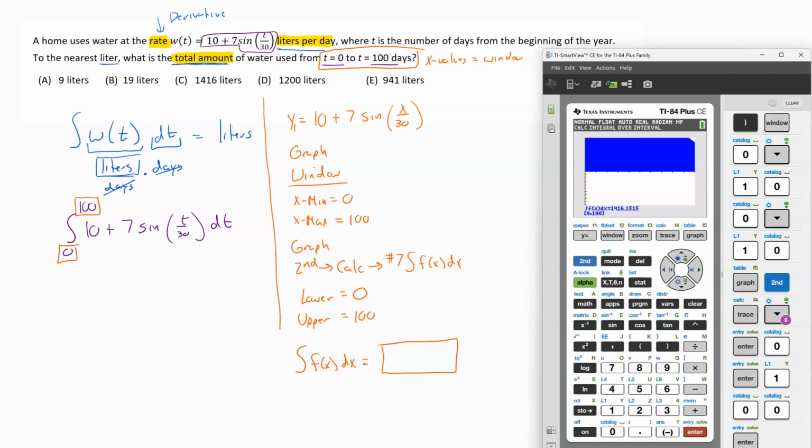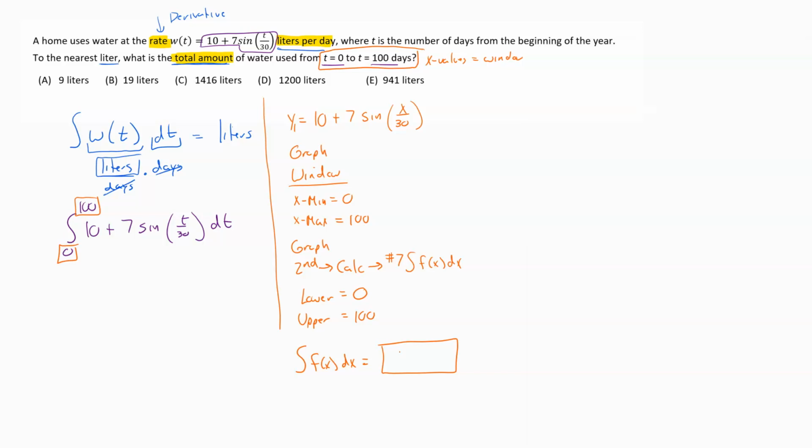You can see it shade in the graph, and at the bottom of the screen, right below the graph, you see integral of f of x dx equals 1,416. They want it to the nearest liter, so we would round that to the nearest whole number, which would round us to 1,416, and that would be our answer. So 1416 is our answer, which is option C.